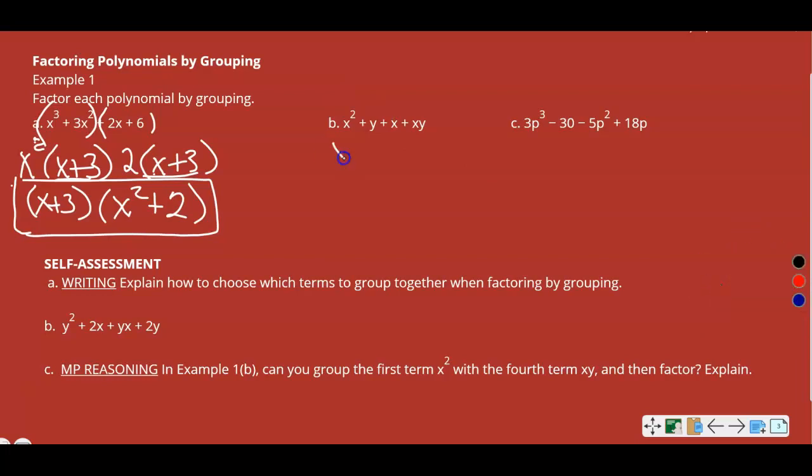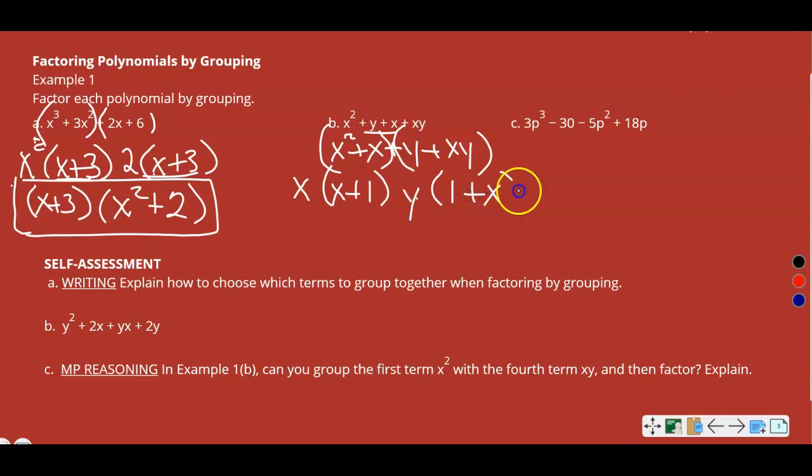So let's rewrite this as x squared plus x plus y plus xy. You can see that all I did was rearrange the terms in the middle. It doesn't change anything, but now it allows me to factor an x out of my first binomial. So I factor an x out, and I'm left with x plus 1. In the second binomial, I can factor out a y, and I'm left with 1 plus x.